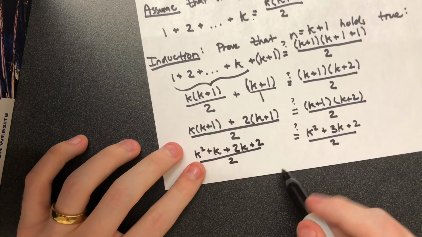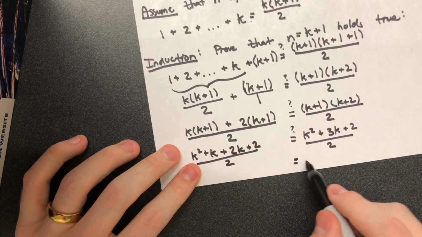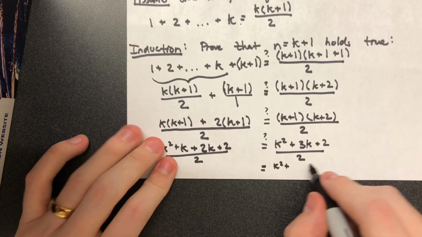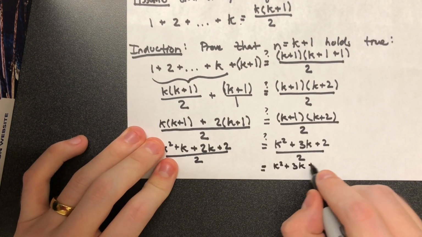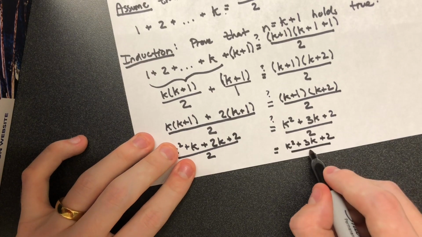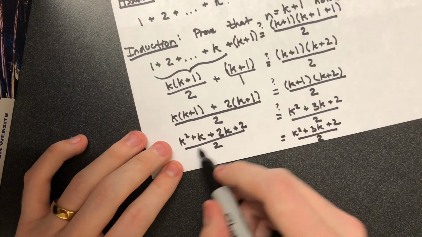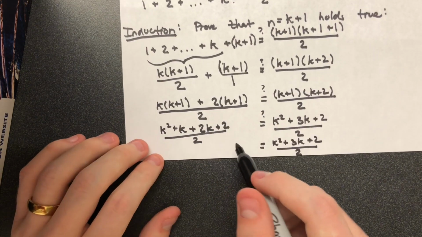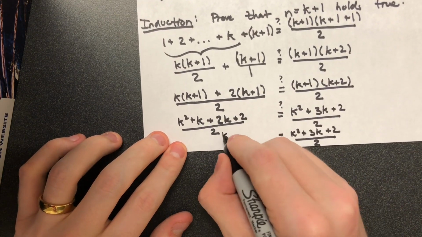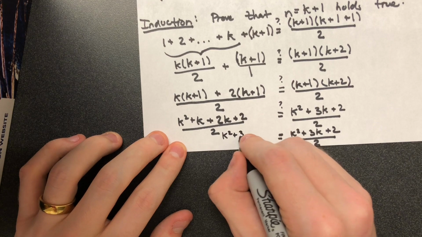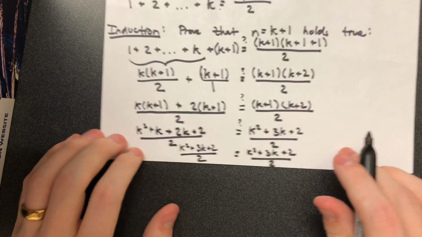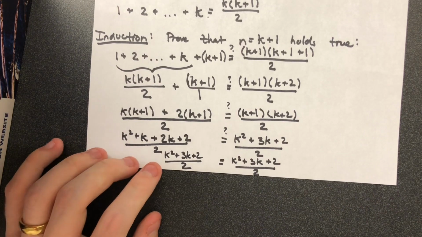And if we condense this one more time, we'll see that k squared plus 3k plus 2 over 2. And if we combine like terms, we'll get k squared plus 3k plus 2 over 2. And we'll see that both sides are now equal.